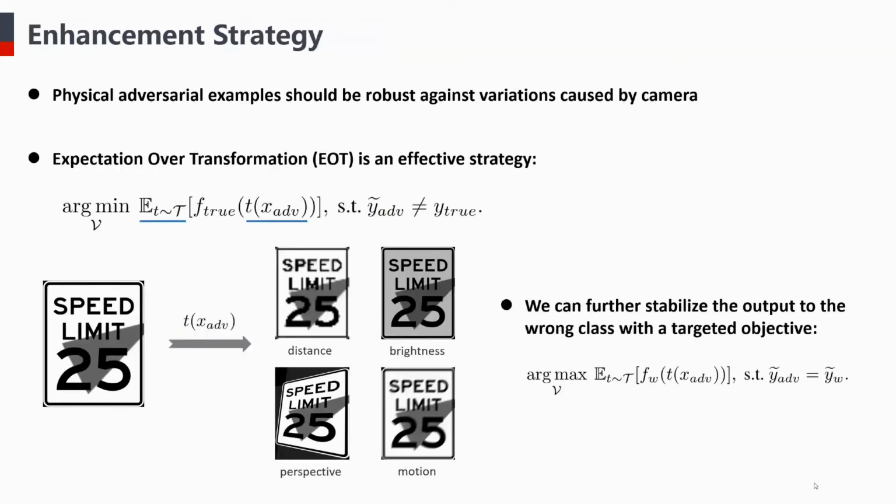For physical adversarial examples, their robustness against all kinds of variations caused by a moving camera is an important consideration. A widely used technique to deal with this problem is expectation over transformation, which minimizes the objective on some augmented images generated online. After that, we can further stabilize the output to the wrong class with a targeted objective.